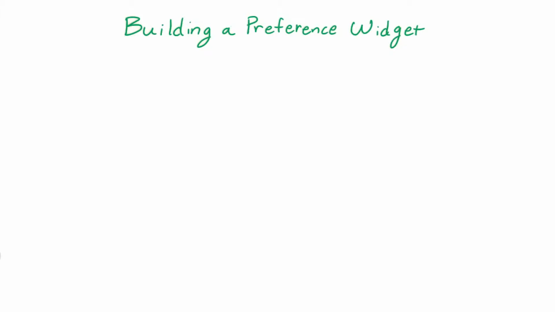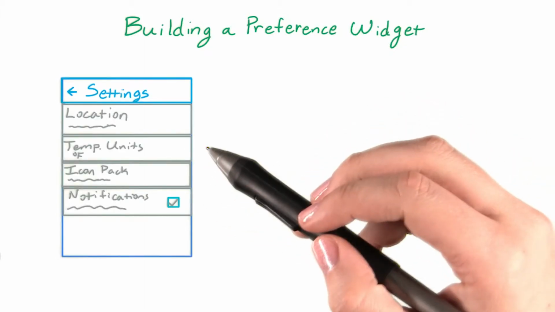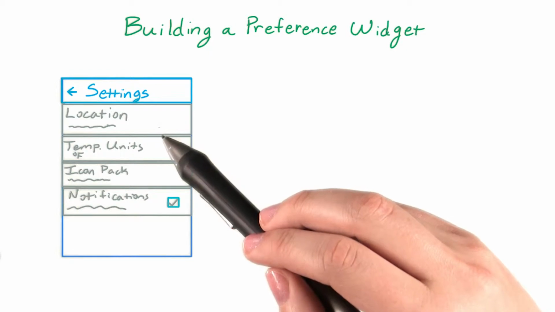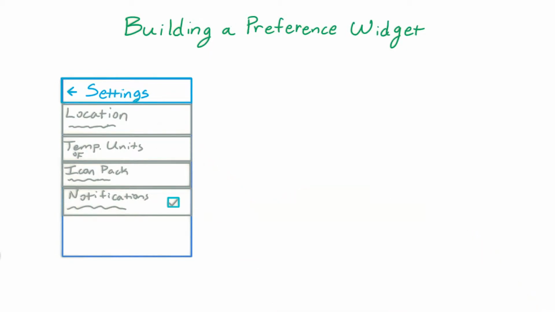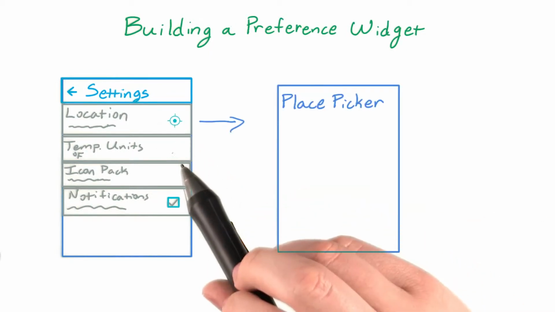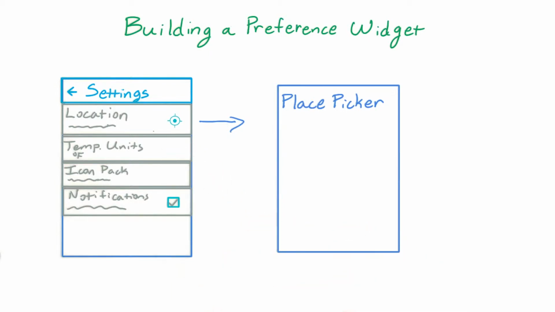Currently, our settings view is a list of preferences. Dan showed you how to create a custom preference for location, but what we want to do now is to extend that custom preference by adding a widget to launch the Place Picker. However, we only want to show this widget when Google Play Services is available. This way, devices without Play Services can avoid displaying a broken feature.